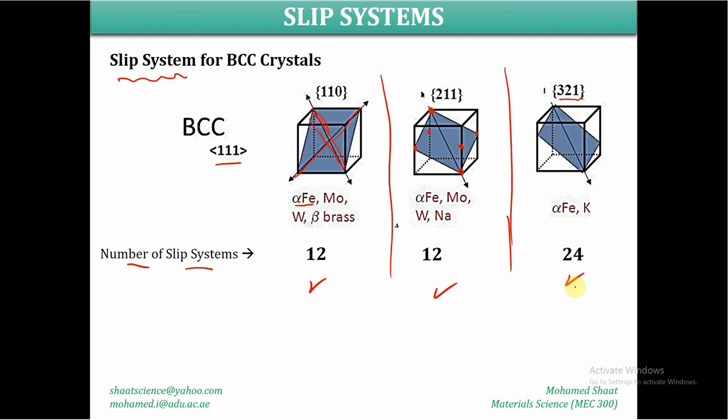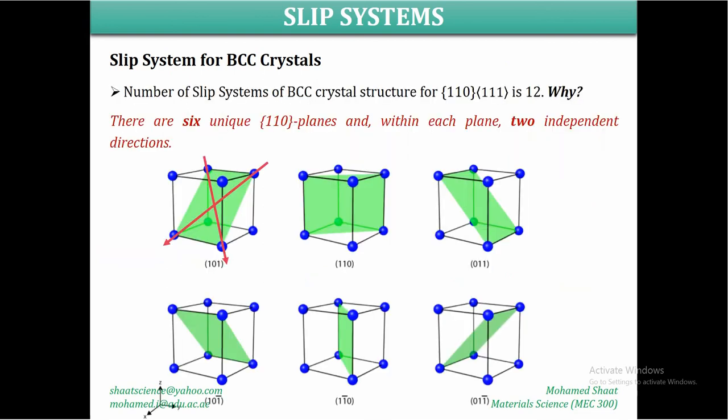This is going to give you 24 as the number of the slip systems for a BCC crystal structure, or a material that belongs to this or follows this slip system option. Make sense? So this is, for example, why the number of the slip systems for a BCC crystal structure that belongs to the {110}<111> slip system is 12.